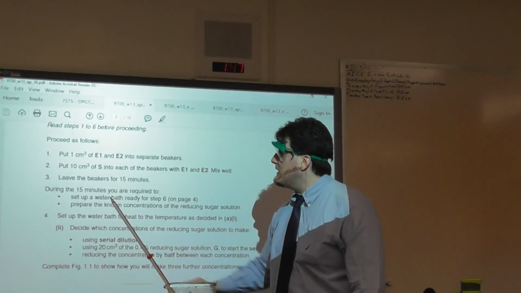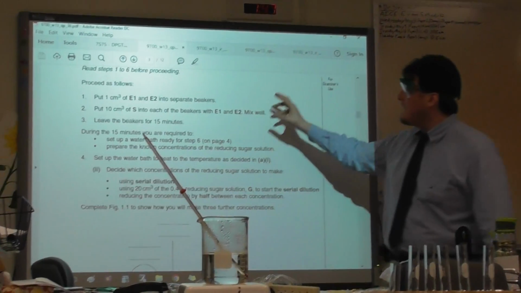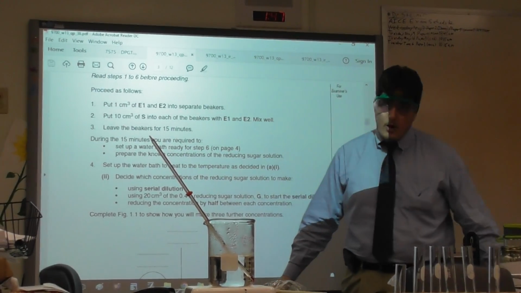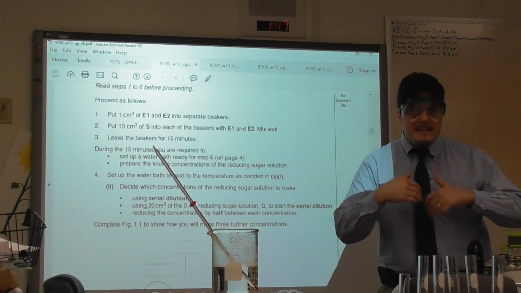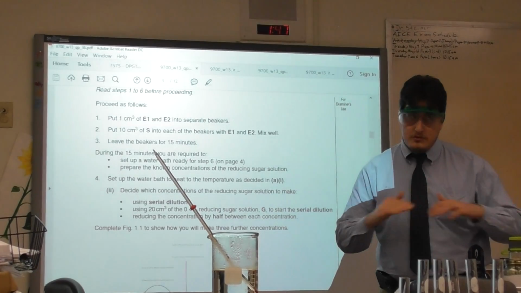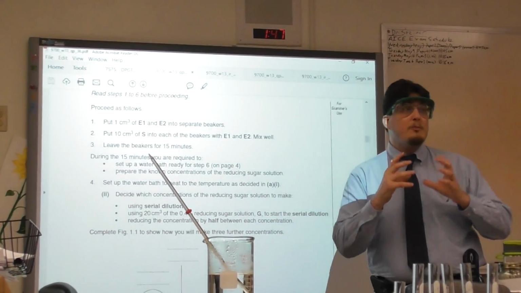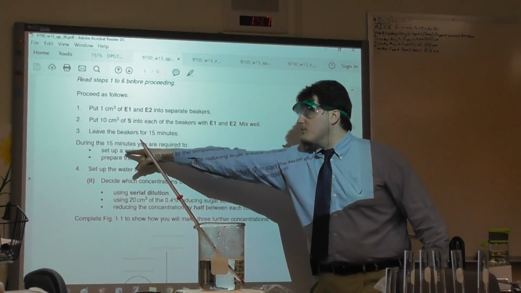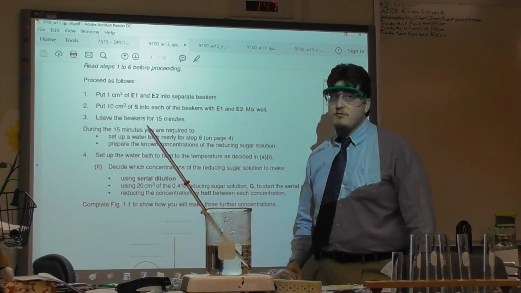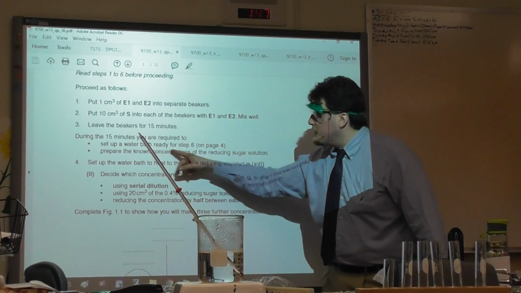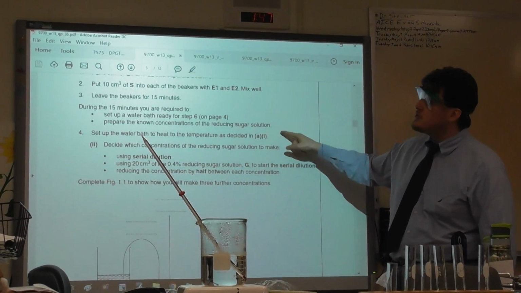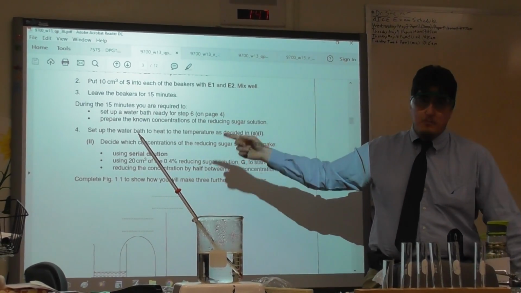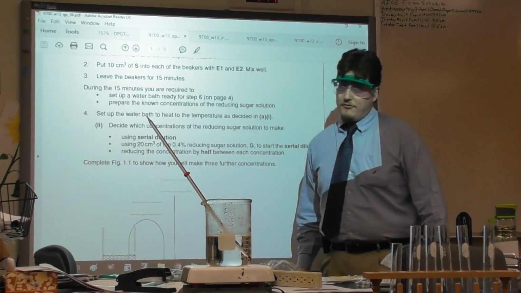Put 10 cubic centimeters of S into each beaker with E1 and E2 and mix well. Leave the beakers for 15 minutes. Okay? Am I going to actually leave the beakers and walk away? Absolutely not. I am going to leave those beakers alone and continue on while during that 15 minutes I am required to set up the water bath and get ready for step 6. Prepare the known concentrations of reducing sugar solution. So it tells me that for 15 minutes I'm not going to just walk away and have a nice break. I'm going to be doing stuff.